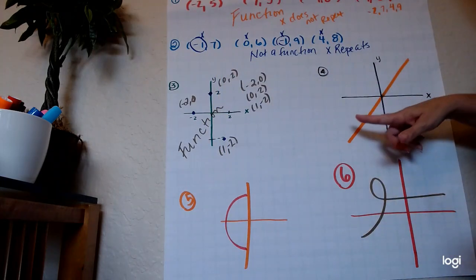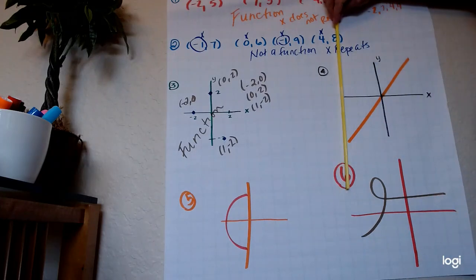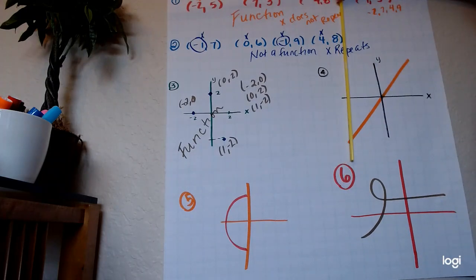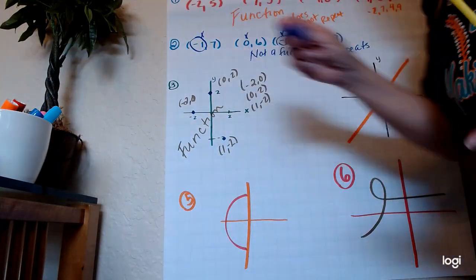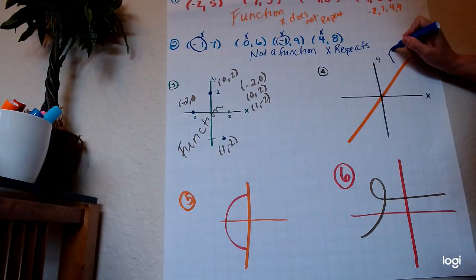So on number 4, I have this diagonal line. If I take this and move it across, it's only touching 1x at a time. Do you see that? It never touches more than 1x at one time. So this one, my friends, would be a function.